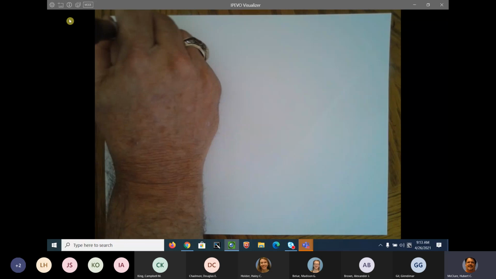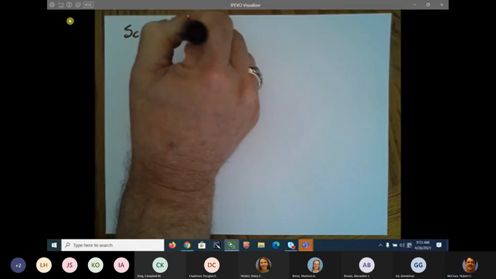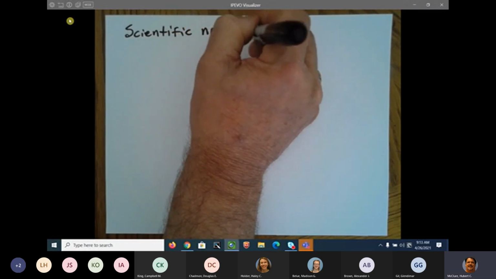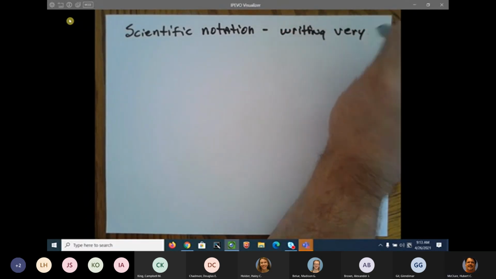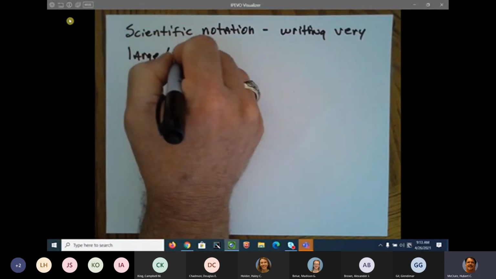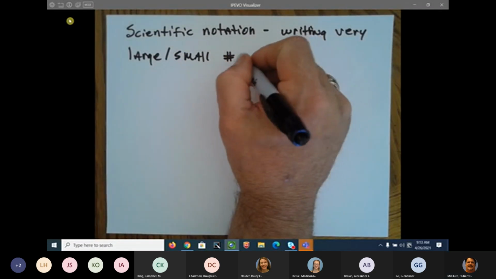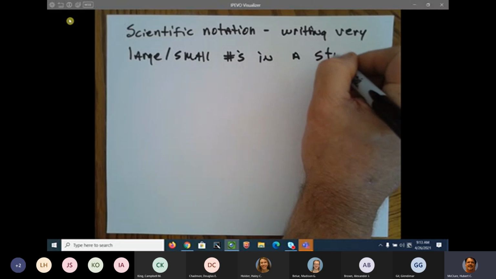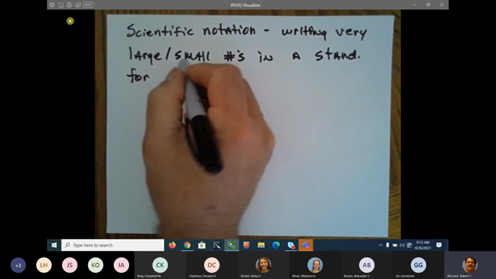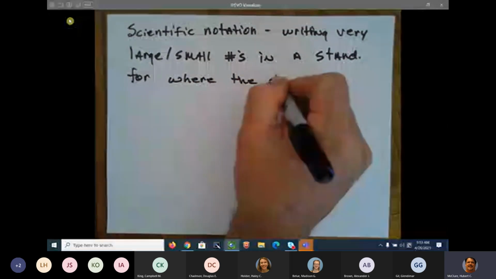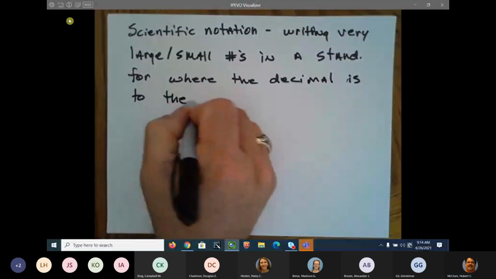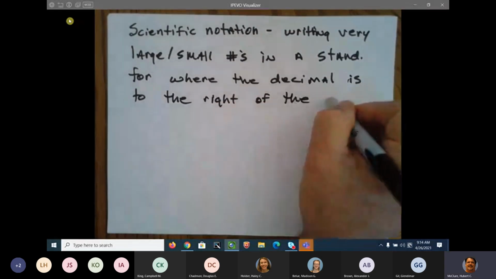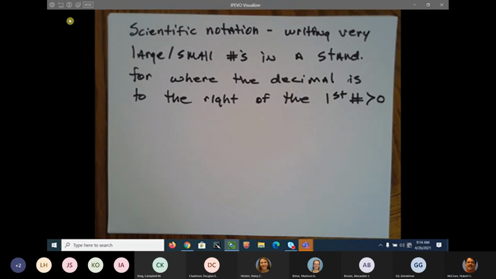So the Hubertism definition of scientific notation is writing very large or small numbers in a standard form where the decimal is to the right of the first number greater than 0. Now that is a Hubertism definition, but that is the definition that I will use.